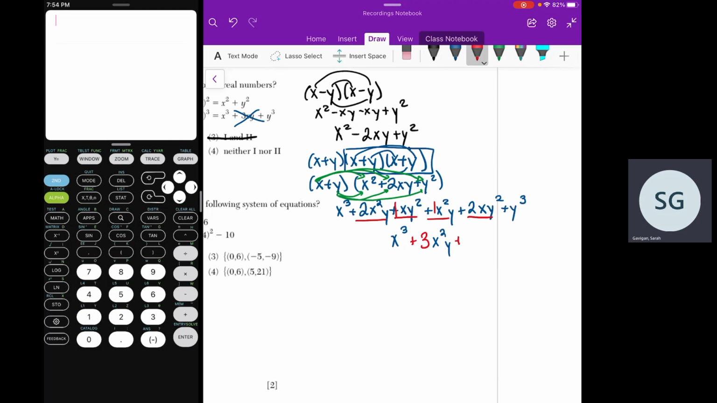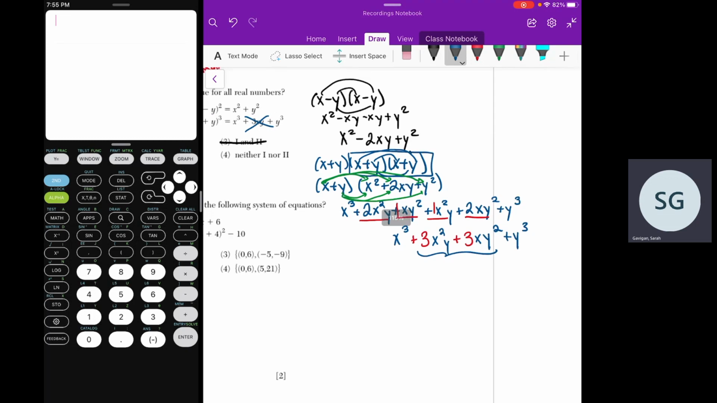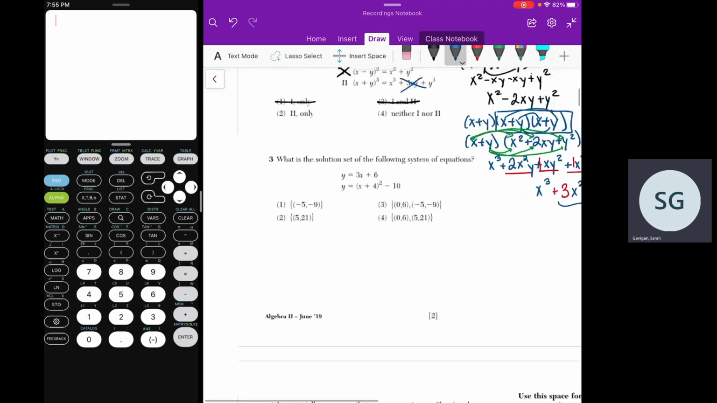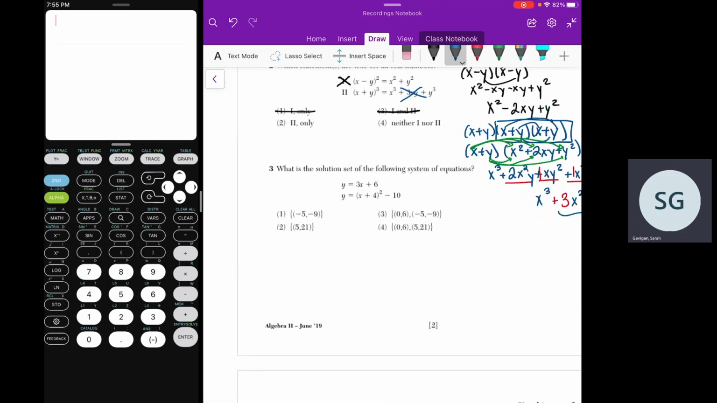1 and 2 make 3xy squared, and then we have plus y to the third at the end. The middle guys here are not like terms because they are not exact matches with the variable and exponent combination. So in this case, the answer was choice 4.